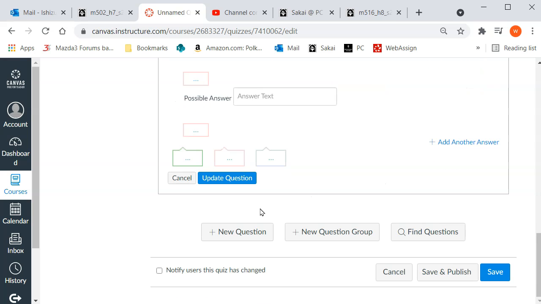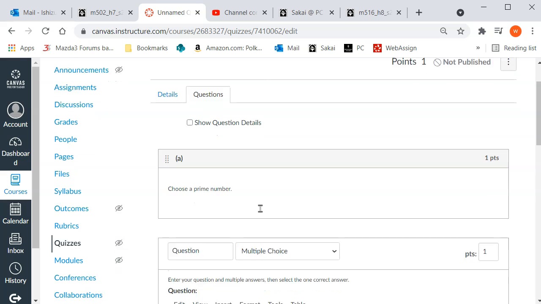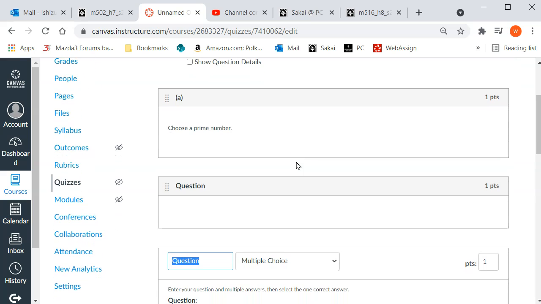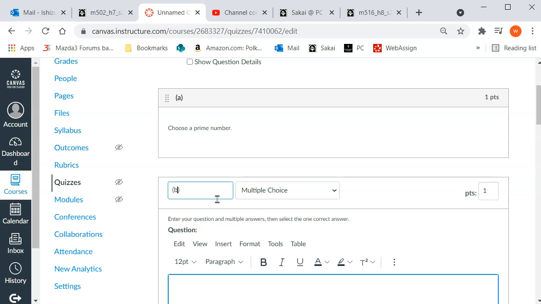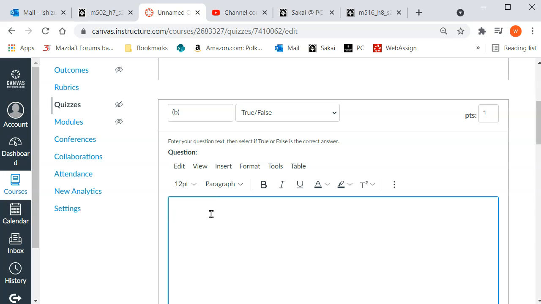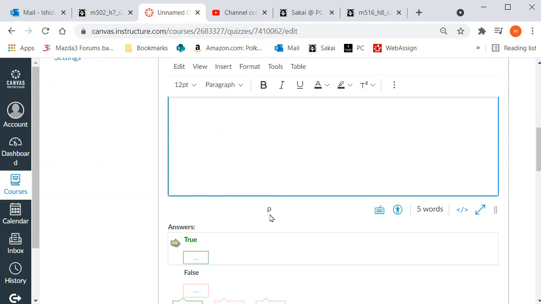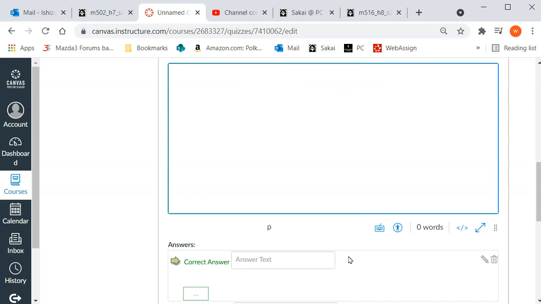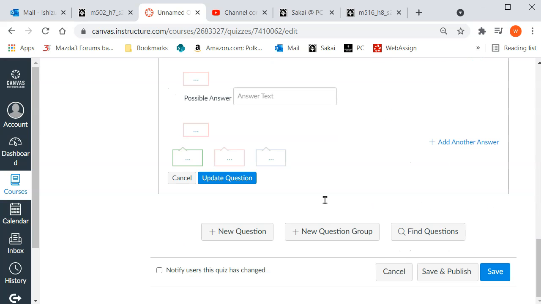Then new question. So that's part A. Let's do a new question. This question is going to be called part B. And then next one is true, false. So you can say something like all prime numbers are odd, or something like that. And since 2 is also a prime number, this statement is false. So that's the right answer. And update questions. So we got that.